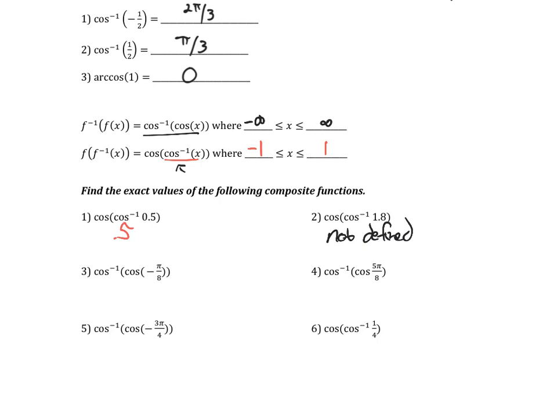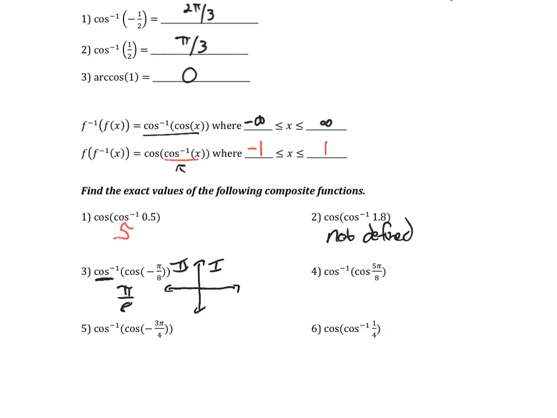Number 3, inverse cosine of negative pi over 8. Basically what you should be thinking of, since negative pi over 8 is not going to be in the range of inverse cosine, what angle in quadrants 1 and 2 would have the same ratio as negative pi over 8, and that would actually be pi over 8. Hence my answer is pi over 8. Again, in a problem like this where cosine is on the inside and inverse cosine is on the outside, my answers have to either be in quadrants 1 or 2.